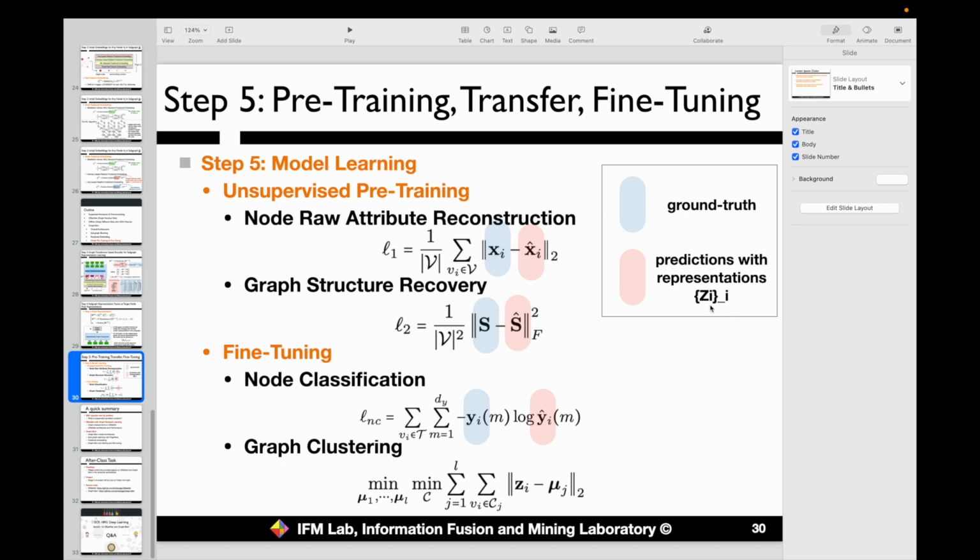So given the ZI embedding vector for all the nodes, we can further reconstruct the raw features, which is X hat, via some model like MLP, and then we can minimize the loss function between the reconstructed features compared with the original ones.